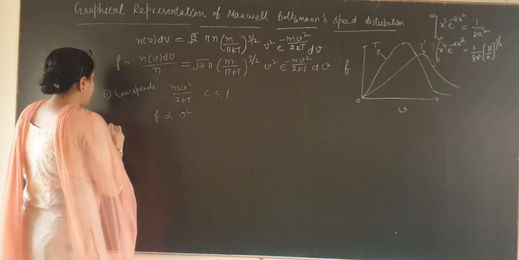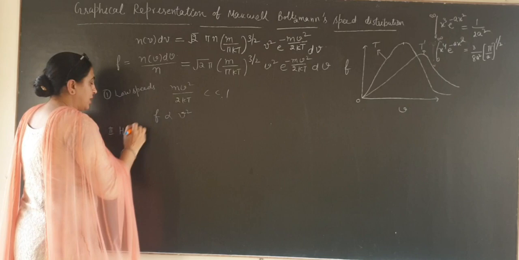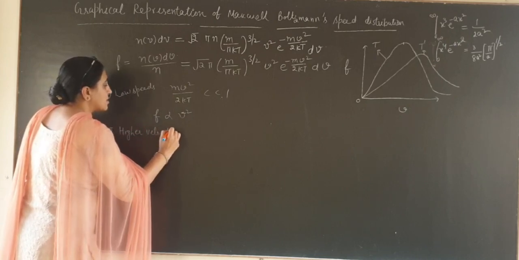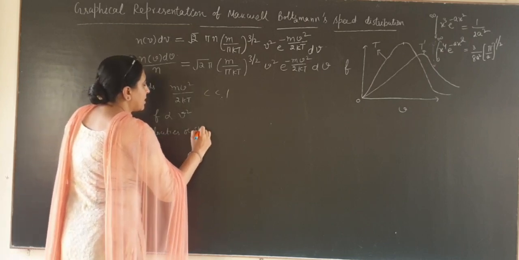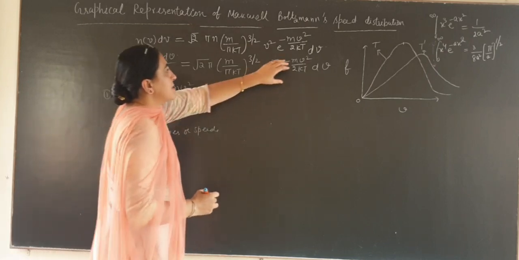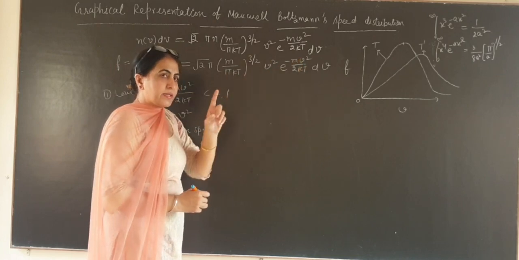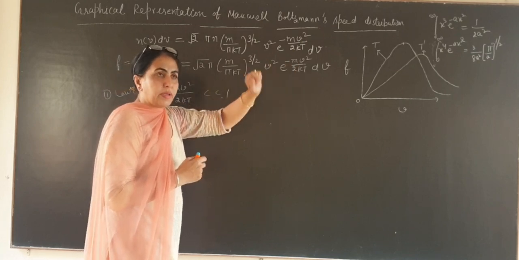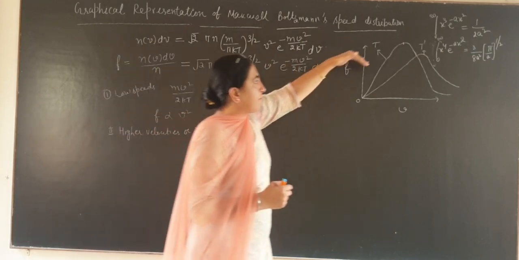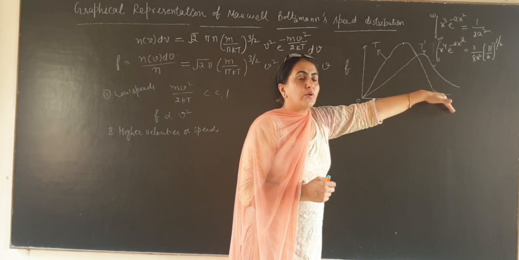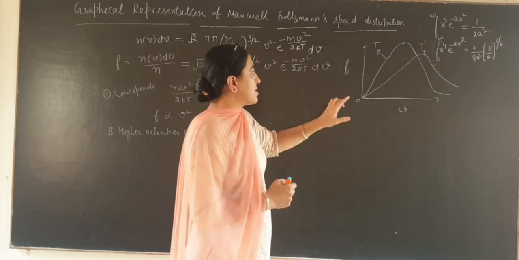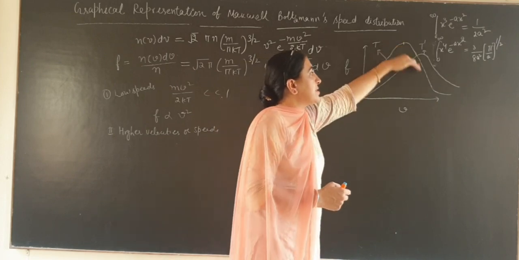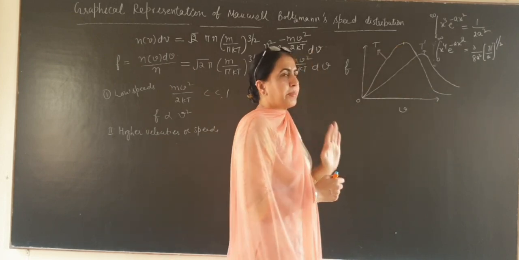At higher velocities or higher speeds, the exponential term dominates over the v square term. So the graph will go downward, like an exponential curve. So this is parabolic up to this point, then exponential. Or we can say it first increases, then decreases. This is at any temperature T.